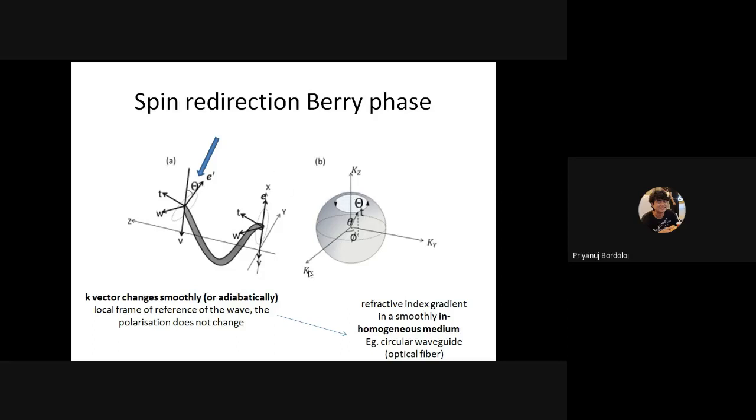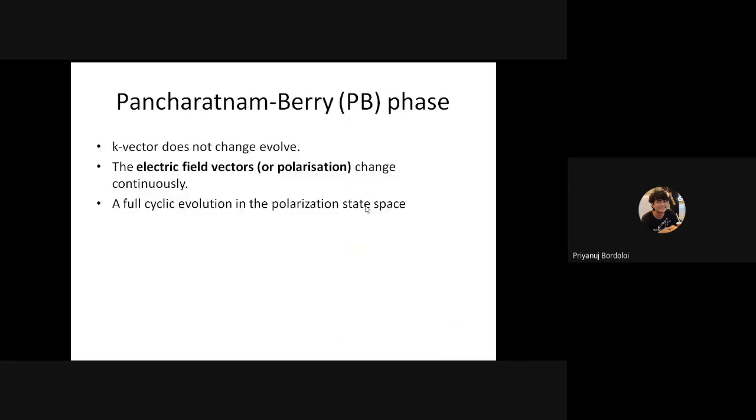And why is this a geometric phase? Because irrespective of the path taken, as long as you make a circle in the k space, you will have the same phase. So it does not depend on the path. You just have to make sure it traverses the same circle on the k sphere. So this is the spin redirection phase, which is not our main focus. This one is our focus, which is the Pancharatnam Berry phase.